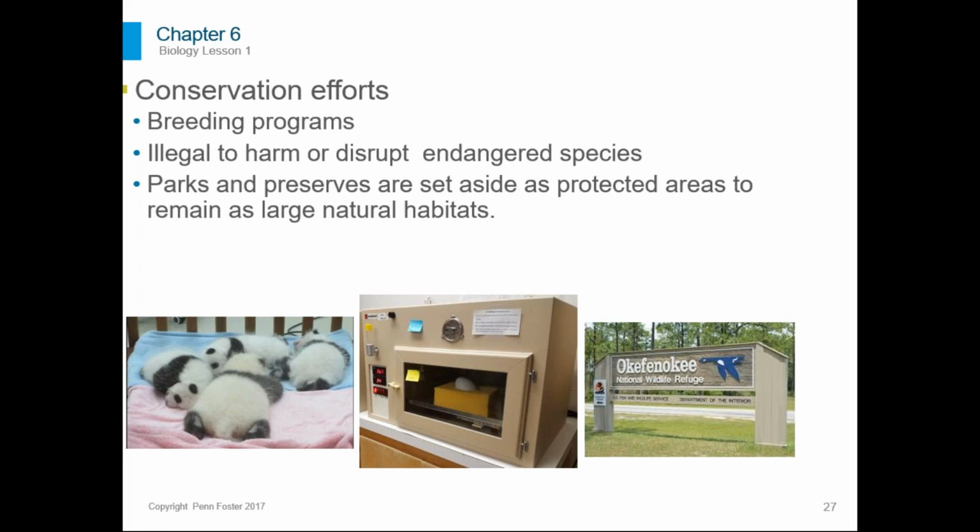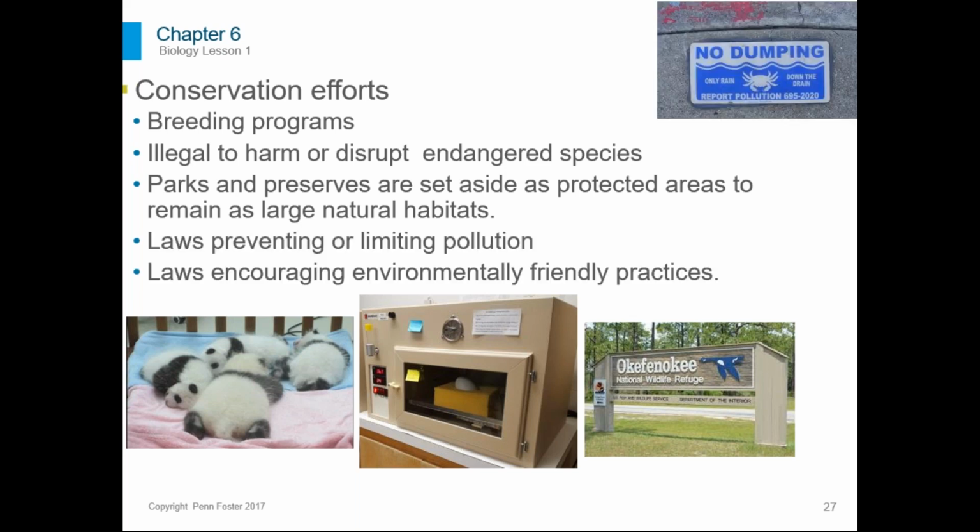Species with low populations are listed as threatened or endangered, and in most countries it's illegal to harm them or disrupt their homes. Parks and preserves are areas set aside as protected areas to remain as large natural habitats. And there are many laws preventing or limiting the amount of pollutants that can go into the ecosystem and encouraging environmentally friendly practices.